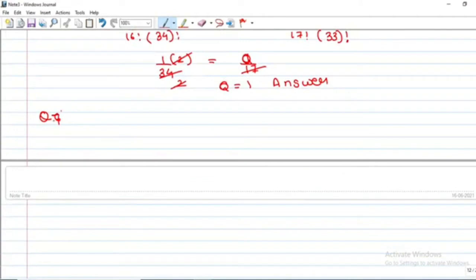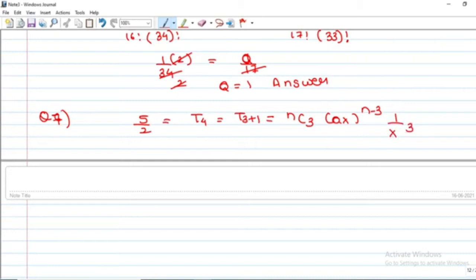Sorry, this is the 7th question. So the question is they have given the fourth term, which is 5 by 2. I can write the fourth term as T(3+1), which is nC3 (a x)^(n-3) upon (1 by x^3). Now 5 by 2 is given here, nC3 is there, a^(n-3) is there, and x^(n-6) will be there.